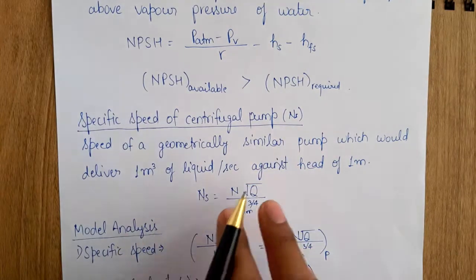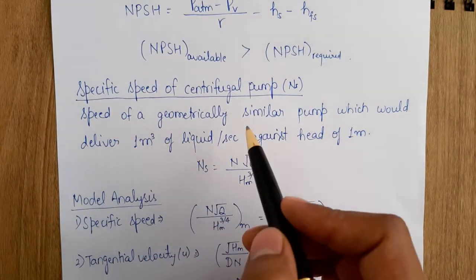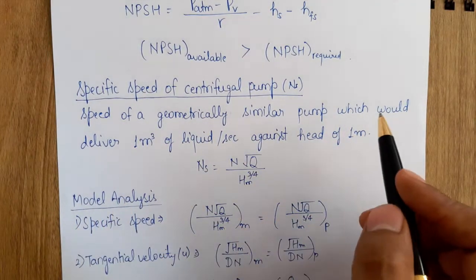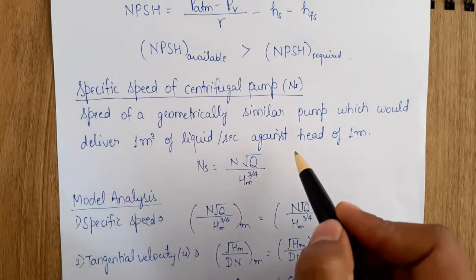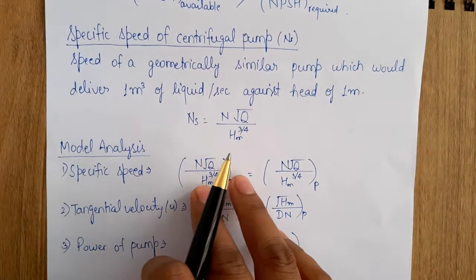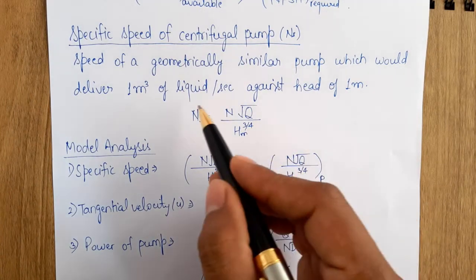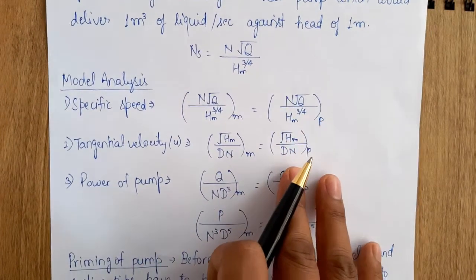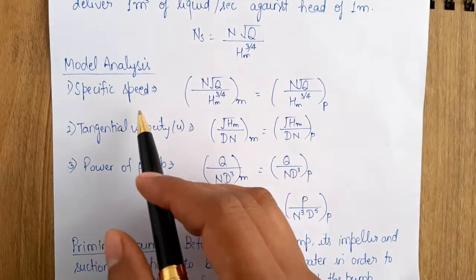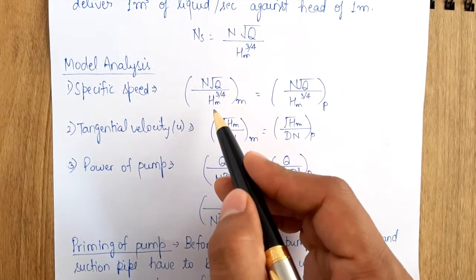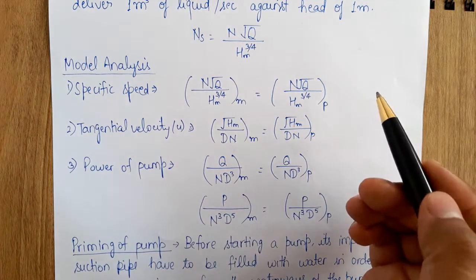Now the specific speed of the centrifugal pump, a concept we all know, is the speed of the geometrically similar pump which would deliver 1 m³ of liquid per second against a head of 1 meter, and it is given in this case by N root Q upon Hm raised to power 3/4. This is a very important formula. And in the model analysis case, for the specific speed we represent N root Q upon Hm raised to power 3/4 for model and prototype.